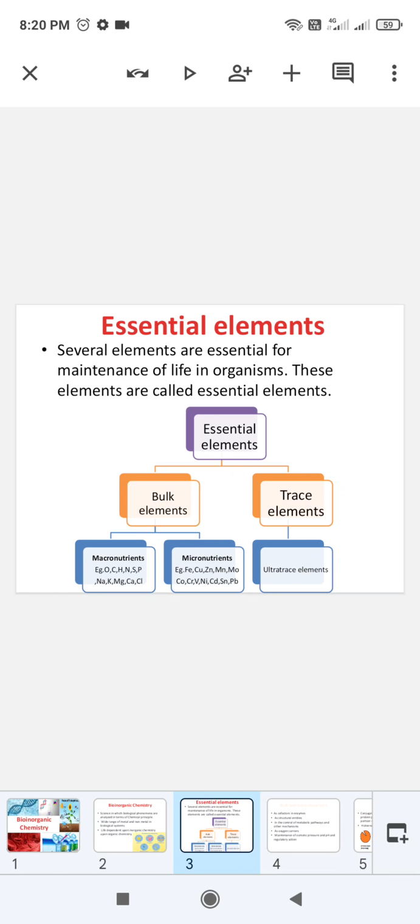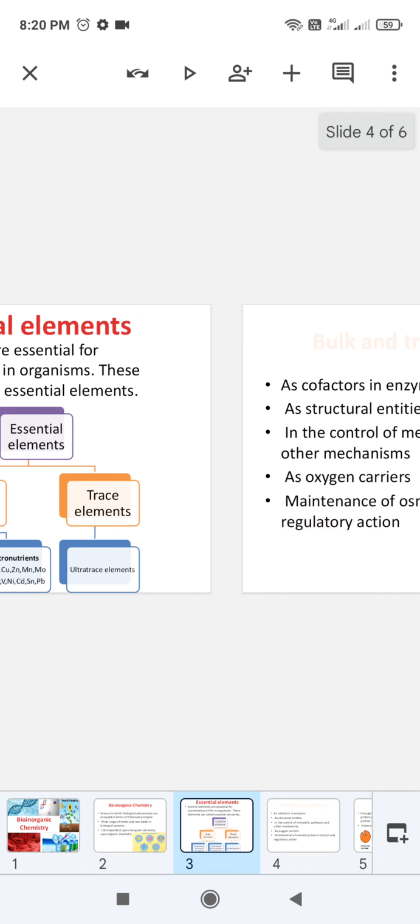Macronutrient means the elements which we need in large quantity, for example oxygen, carbon, hydrogen, nitrogen, sulfur, phosphorus, etc. Then micronutrients means we need a lesser amount of the substance, for example iron, copper, zinc, manganese, molybdenum, etc. And the second variety is the trace element. Trace, ultra trace elements means we need only a little amount of the element for the biological activity.